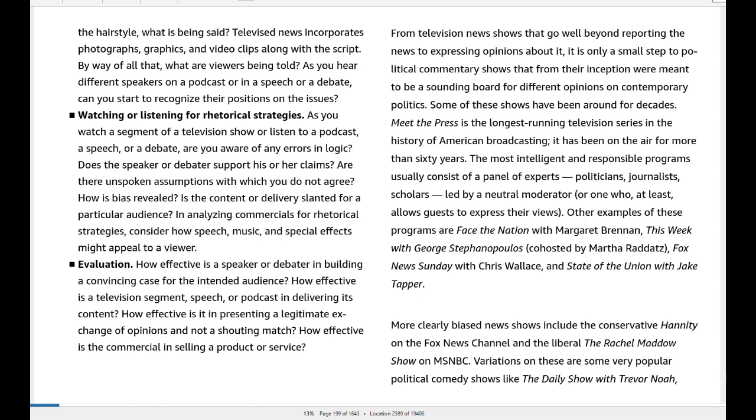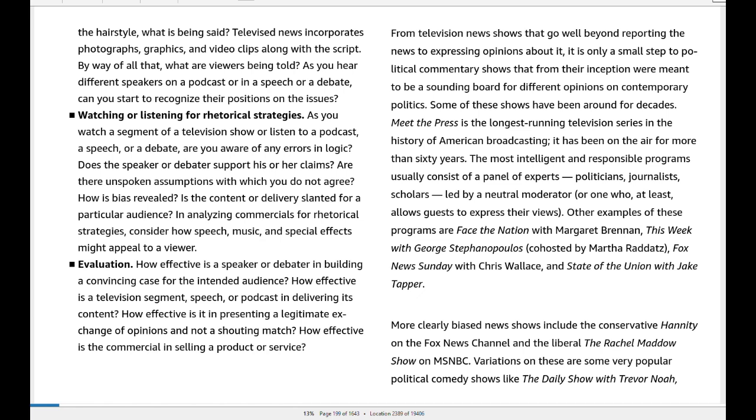From television news shows that go well beyond reporting the news to expressing opinions about it, it is only a small step to political commentary shows that from their inception were meant to be a sounding board for different opinions on contemporary politics. Some of these shows have been around for decades. Meet the Press is the longest running television series in the history of American broadcasting, and it has been on the air for more than 60 years.